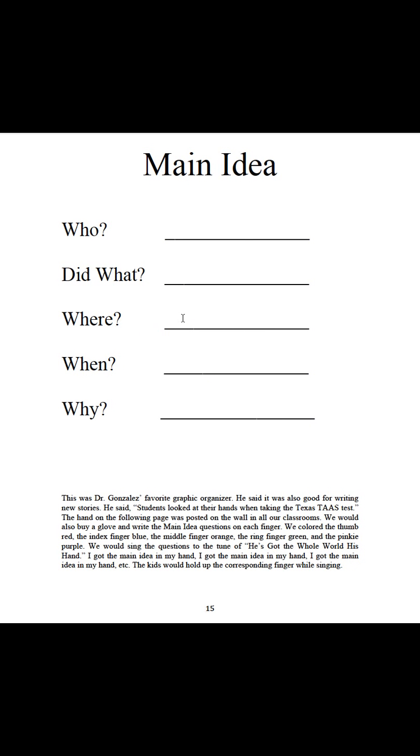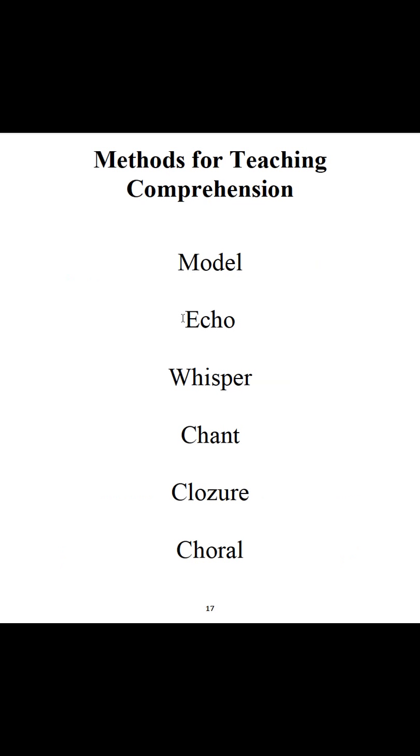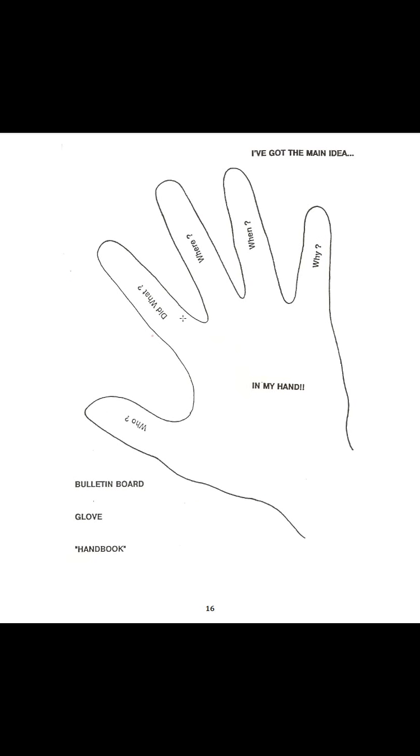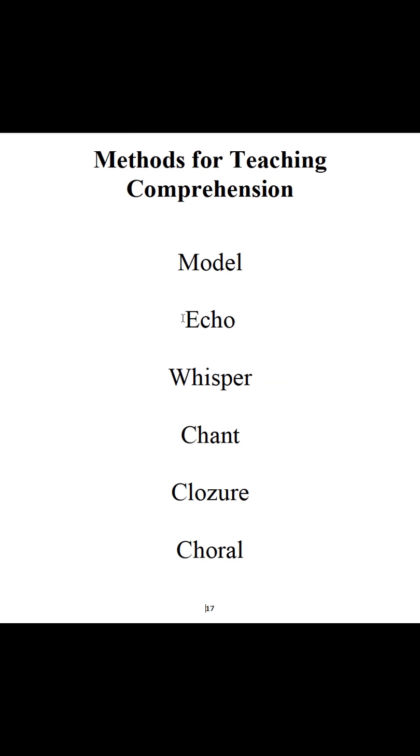It's in this document. This is a graphic organizer you can put on your wall for the main idea. Then we have some more here. Let me bring them up. Oops, there we go. This is the hand, and Dr. Gonzalez would have us actually get a glove, like from the hardware store, a white glove, and we would write on it who did what, when, where, why. We'd even color these, each finger a different color. And the kids could put on their glove and hold it up, or the teacher could put it on.